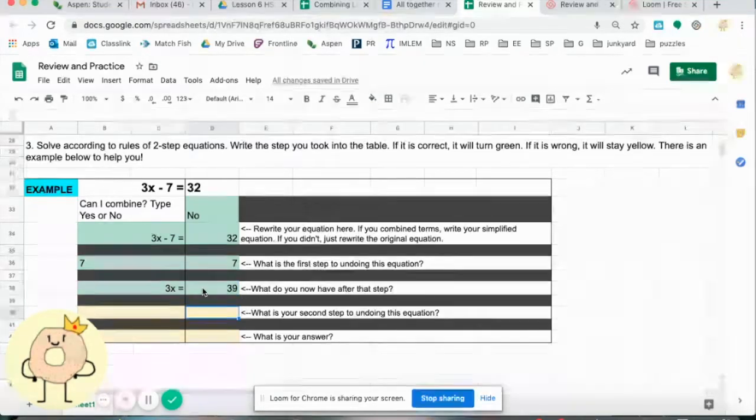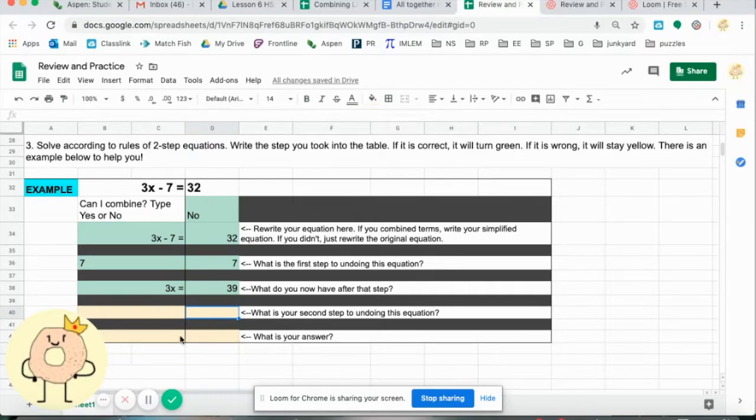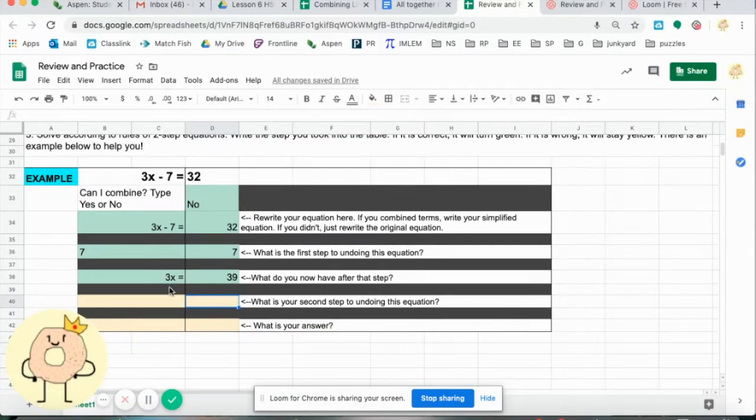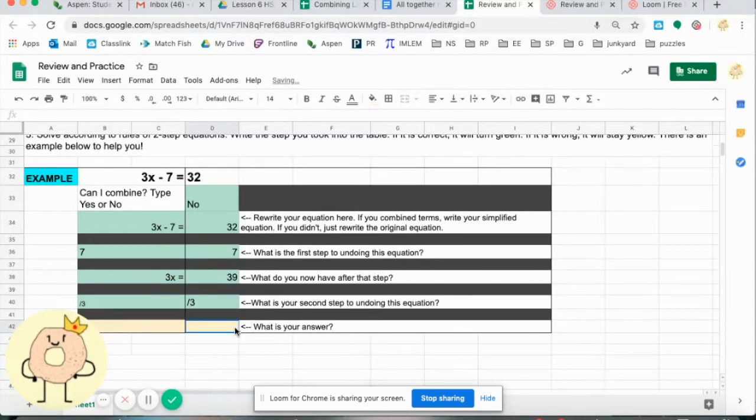All right, I have one last step I need to take before I can enter in my answer. So what is my second step to undoing this equation? I have 3 times x equals 39. I know the opposite of multiplying by 3 is dividing by 3. That's what I want to do. The way we show division is using the slash. It's over in the bottom right-hand corner of your computer with the question mark symbol. Use the slash. And I know I'm dividing by 3. So it's going to look like this. And what I do to one side, I do to the other. All right, I'm good to go.